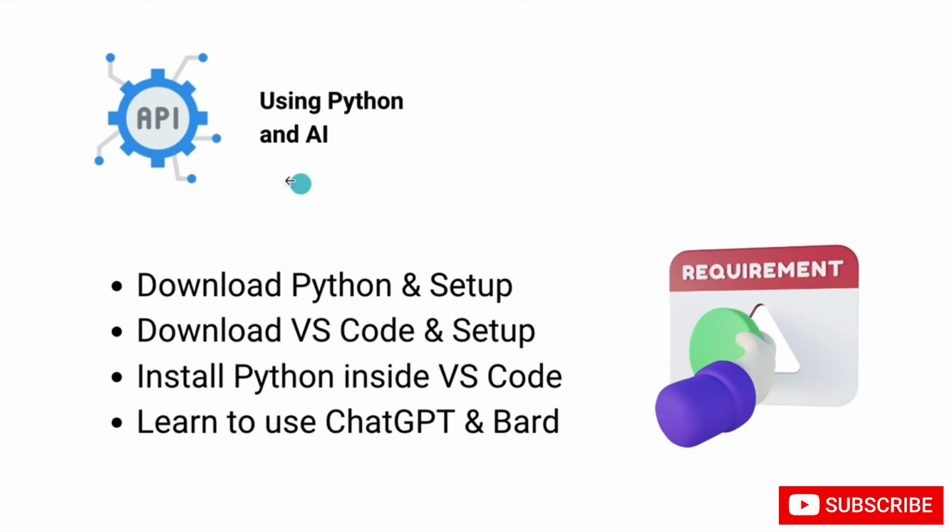So the requirements here are that first of all you have to download Python and set it up. How you can do that, I will teach you. Then the second requirement is that you have to download VS Code and set it up. And how to do that, I will also teach you. And the third requirement is that you have to install Python inside VS Code.